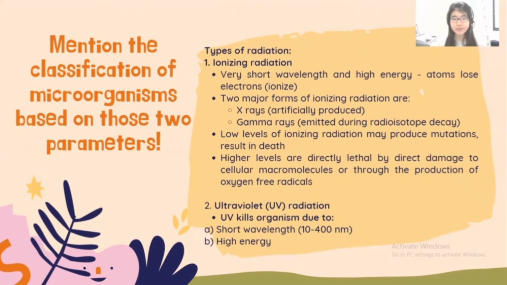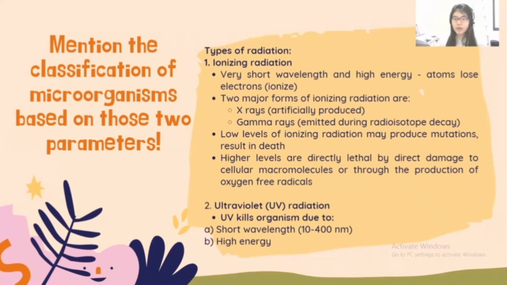There are two types of radiation. First is ionizing radiation. In the form of very short wavelength and high energy, atoms lose electrons or become ionized. The major forms of ionizing radiation are X-rays, which are artificially produced, and gamma rays, which are emitted during radioisotope decay. Low levels of ionizing radiation produce mutations and result in death, whereas higher levels are directly lethal through damage to cellular macromolecules or through the production of oxygen free radicals.